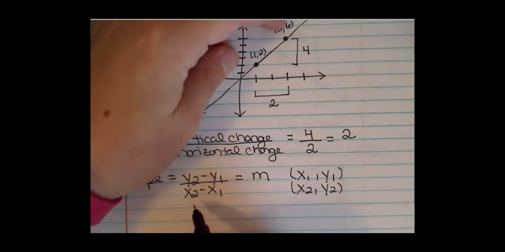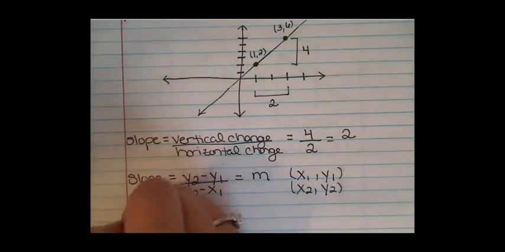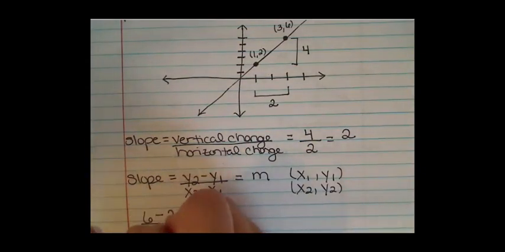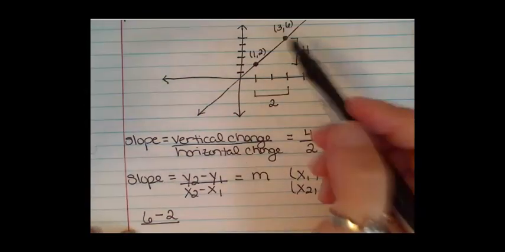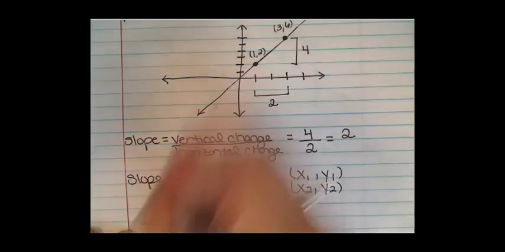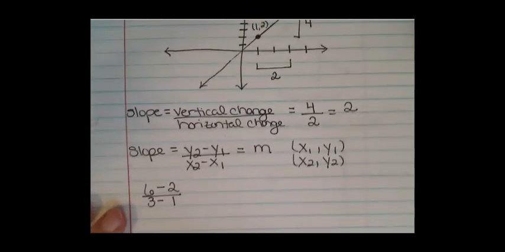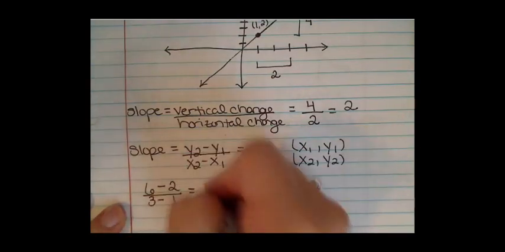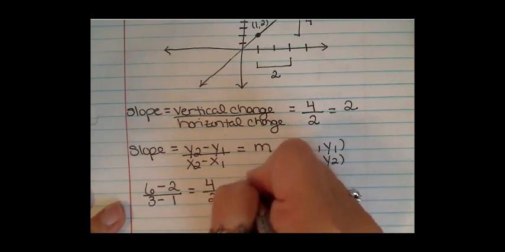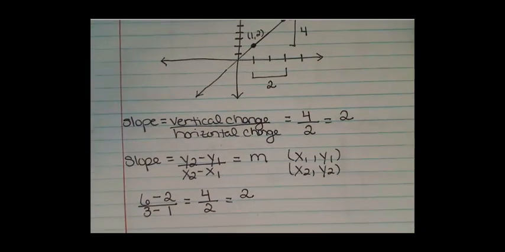But I'm going to do the bigger one. So y2, that'd be 6 minus our y1, which is 2, all over the x2. We have to do the same one that we did our 6 with, so that'd be 3 minus 1. So 6 minus 2 is 4, 3 minus 1 is 2, and that reduces down to 2. So we still get that our slope was 2. So you can do it with counting. Don't recommend that. You need to memorize the slope form, the slope equation.